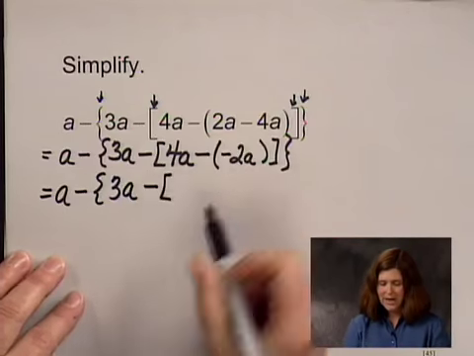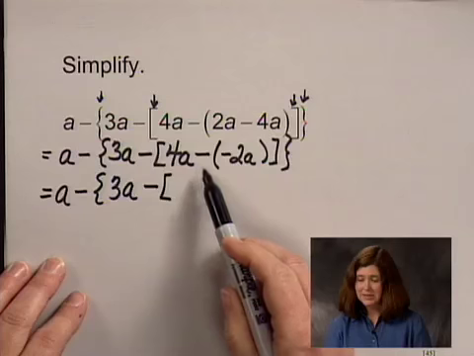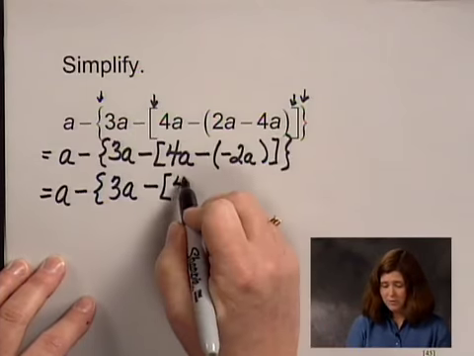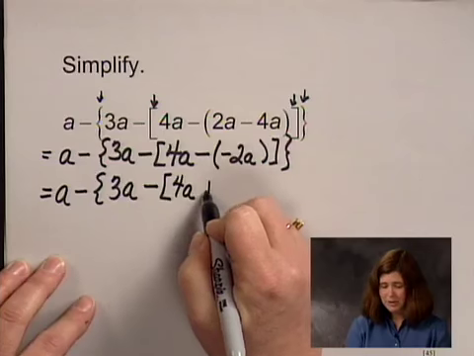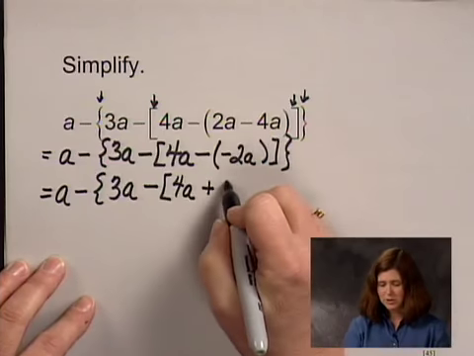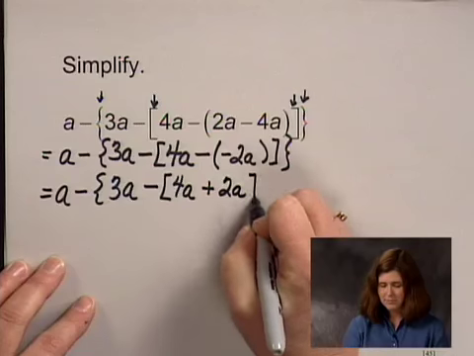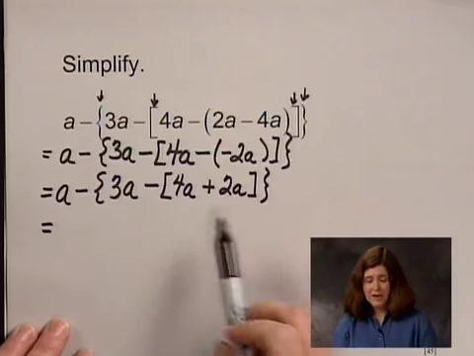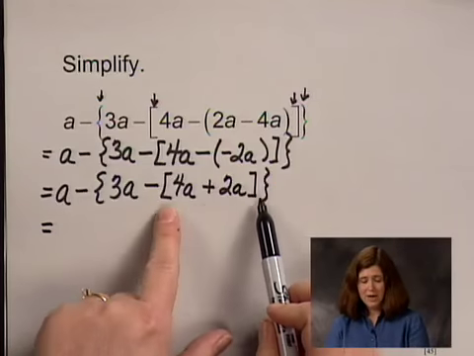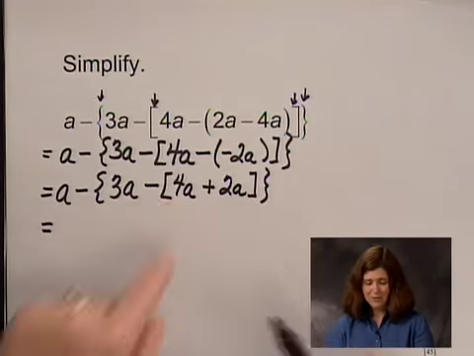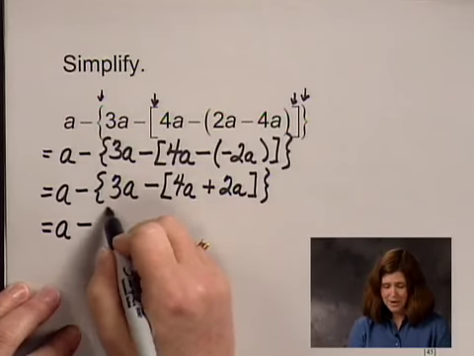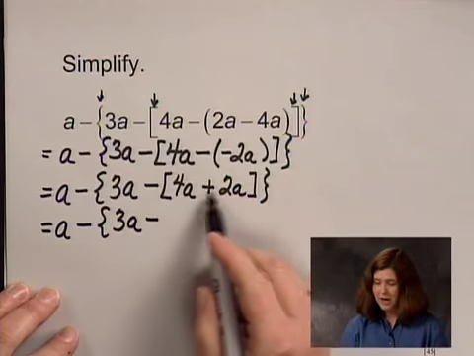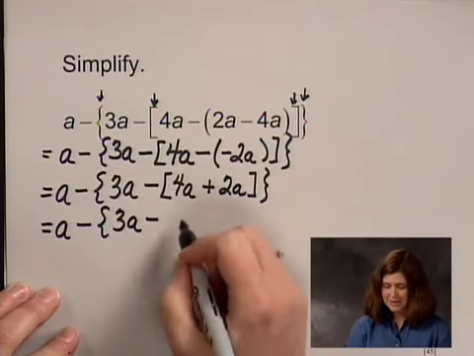And in the brackets, I have 4a minus a negative 2a. Well, I'm going to rewrite that as an addition of 4a plus the opposite of negative 2a, which is 2a. And now I will simplify by adding 4a plus 2a inside what is now my innermost set of grouping symbols. I have a minus, a copy of what I'm not going to change. And 4a plus 2a is 6a.